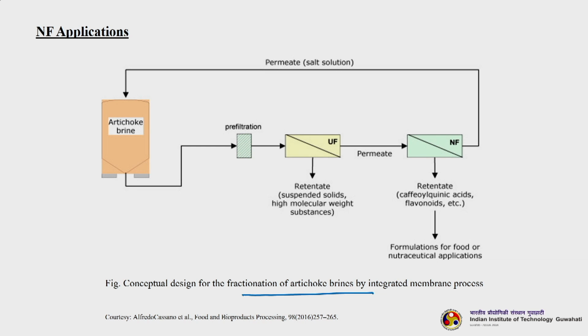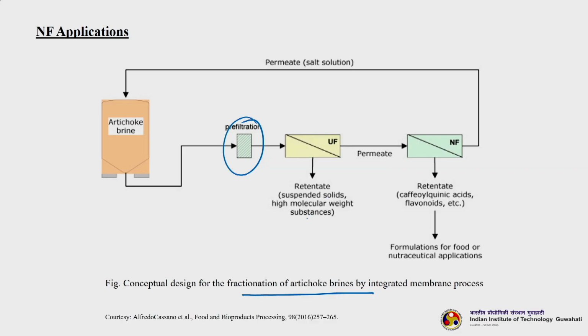Artichoke brine is stored here. The artichoke brine is being fed to the ultrafiltration membrane. Before it is fed to the ultrafiltration membrane, some sort of pre-filtration happens to remove the floating solids, suspended solids, and certain other larger molecular weight compounds, so that the UF membrane, being porous, does not get clogged. This filtered artichoke brine then goes to the UF membrane, where we get the retentate. The retentate is enriched with suspended solids and higher molecular weight substances.